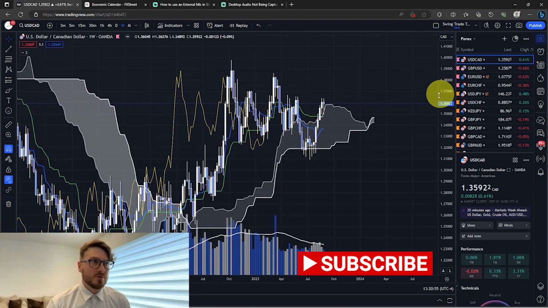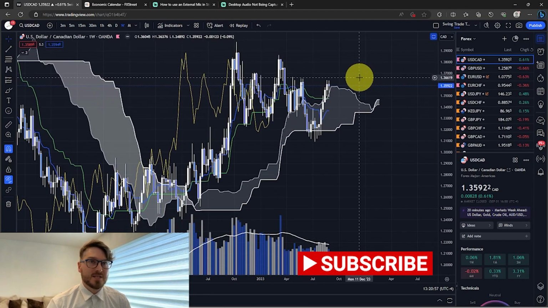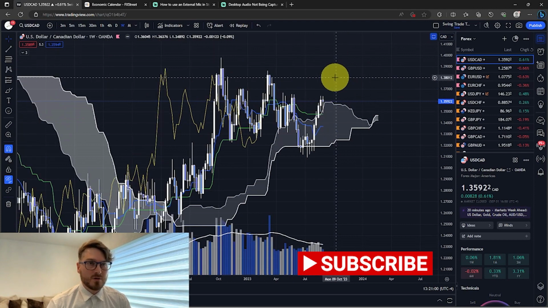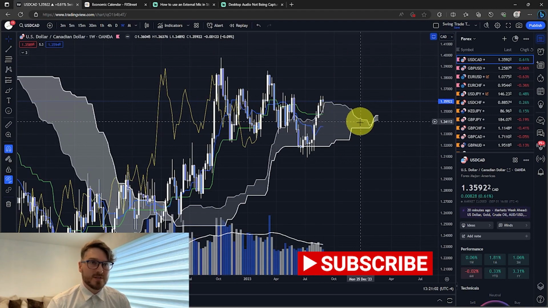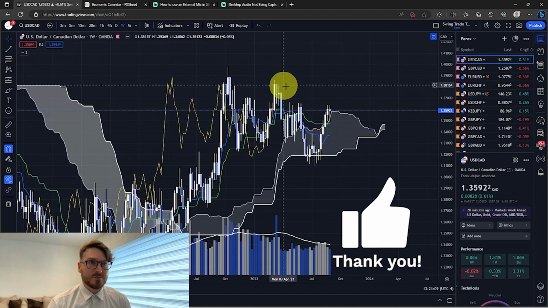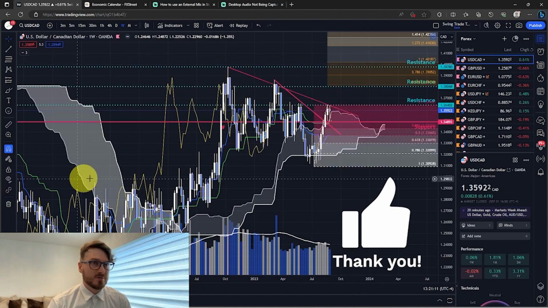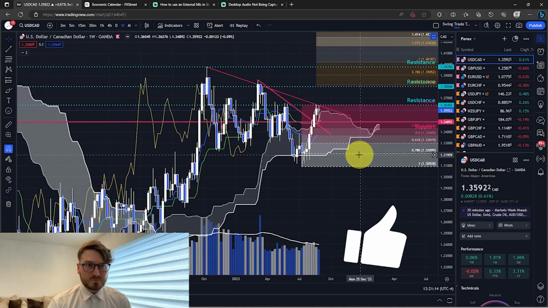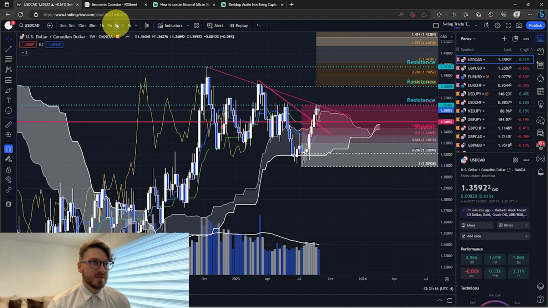So we're going to start on the weekly chart, and this is USD CAD. Overall, there's still no trend on the weekly chart. We have a small bullish Kumo cloud forming, and we've had some resistance at this trend line here, if I turn that on. But what I want to look at is the daily chart.